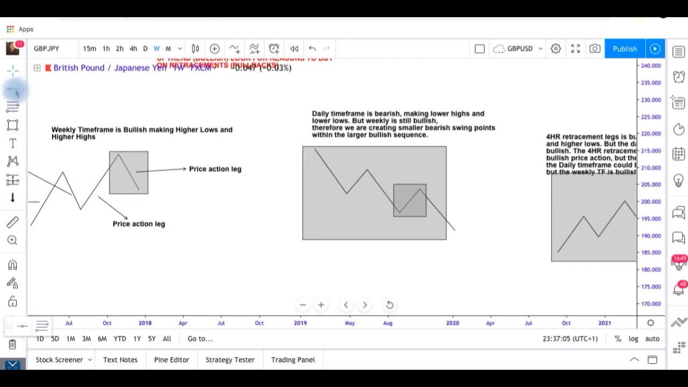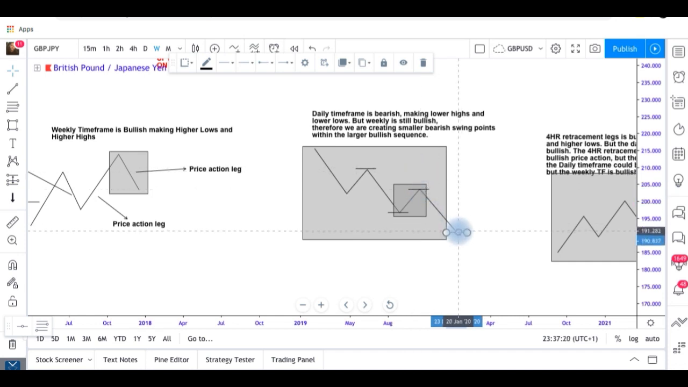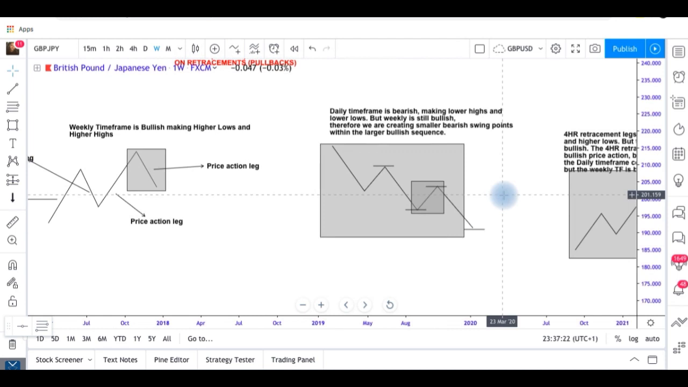So yes, we can sell from here to here, and then we can sell from here to here on the daily time frame. But we just have to be aware that all of our analysis always has to begin from the higher time frames.